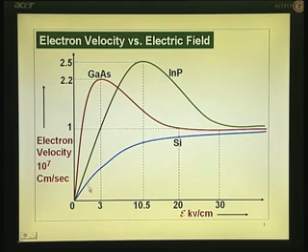You can see that the transfer is at 3 kV per centimeter for gallium arsenide, and from that onwards the electrons find themselves in the upper valley. More and more go into the upper valley, where the effective mass is larger. So, its velocity falls. When the complete transfer takes place, the velocity is governed by the upper valley. Now you can see indium phosphide.